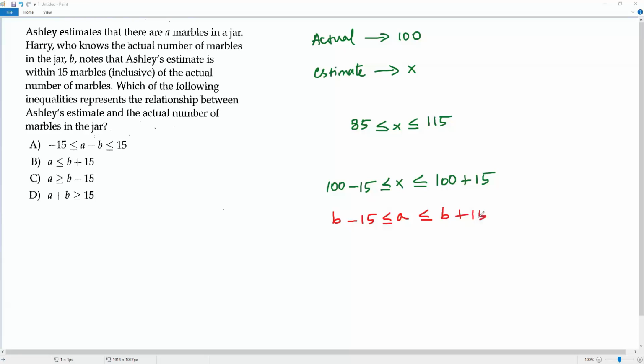plus 15. Now in this inequality, I'm going to subtract B from each term. I subtract B from the first term, B from the second term, and B from the third term. So positive B and negative B will cancel out here, and positive B and negative B will cancel out here. I get negative 15 less than or equal to A minus B less than or equal to positive 15. So the correct answer choice for this question is option A.